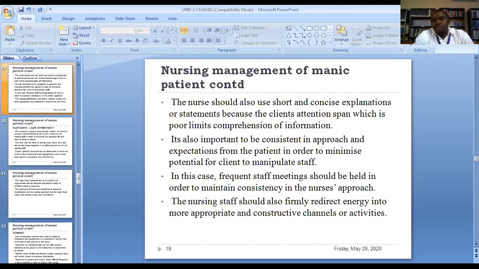The nursing staff should also firmly redirect energy into more appropriate and constructive channels or activities. We have actually mentioned that these manic patients have a lot of energy to waste moving about. This energy can be redirected to better activities. Maybe they can be involved in playing soccer if they are male, or netball if they are female, so that by the time they come back, they would have at least used up their energy in such activities.